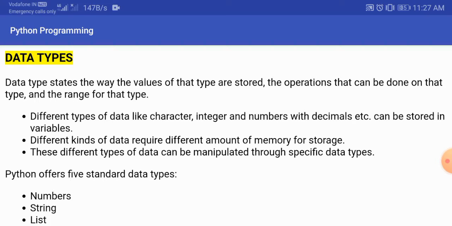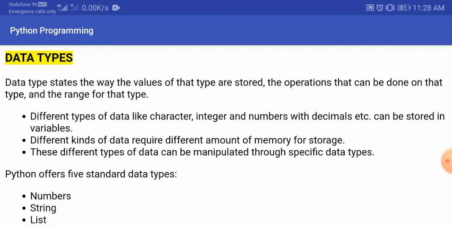So first thing is the definition of the data types. The data types state the way the values of the type are stored. That means if you are using an integer type of value or a float type of value, how these values are going to be stored is shown with the help of data types. The operations that can be done on that type and the range for that type can also be implemented by using data types.